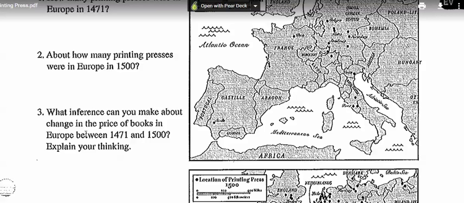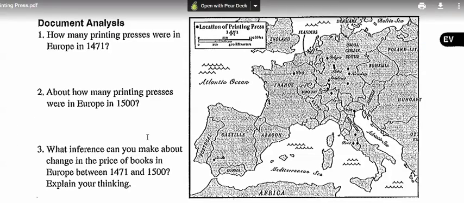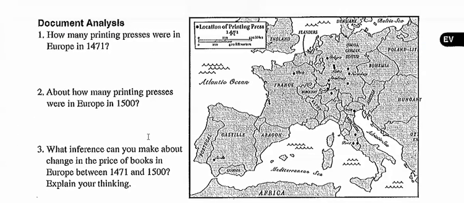All right, so an inference that you can make about the change in the price of books in Europe between 1471 and 1500. Explain your thinking. Now it says price of books. Obviously, we're not going to know American money. We're not talking about American money back in the day.